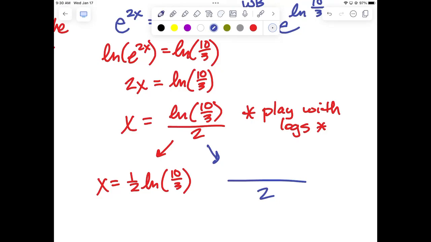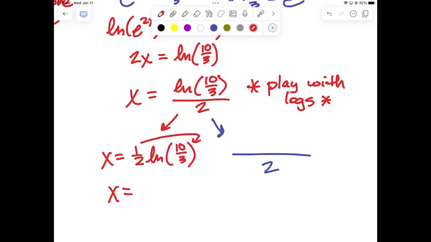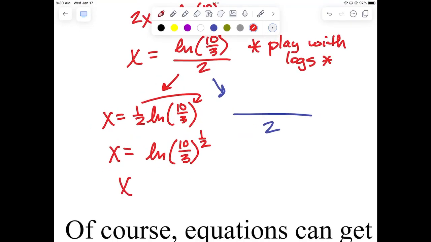Oh, yeah, okay. So let's go back to the left-hand side. I could even move the 1/2 back up as an exponent. Speaking of playing with the logs, that would be 10/3 to the 1/2 power. And of course, anything to the 1/2 power is the same as doing the what with it? Square root of it. So there you go.